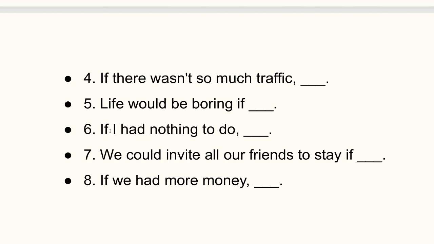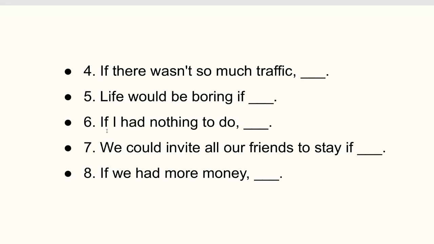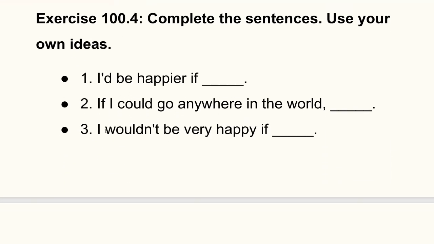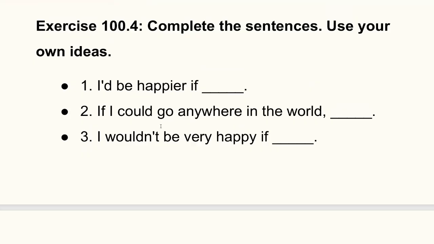If I had nothing to do, I would be bored. We could invite all our friends to stay if we had a bigger house. If we had more money, we could buy a bigger house. I'd be happier if I could get a better job. If I could go anywhere in the world, I would go to Antarctica. I wouldn't be very happy if I didn't have any friends.